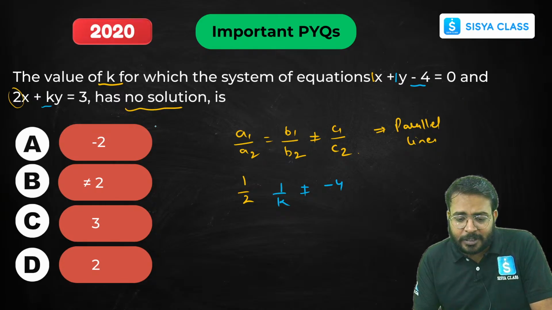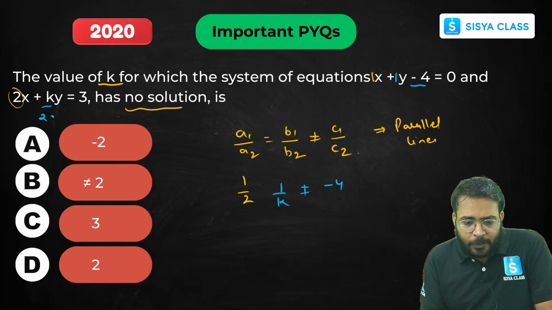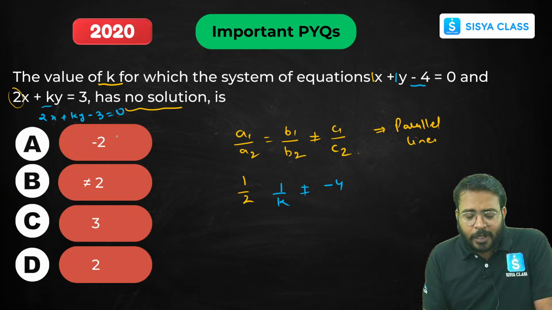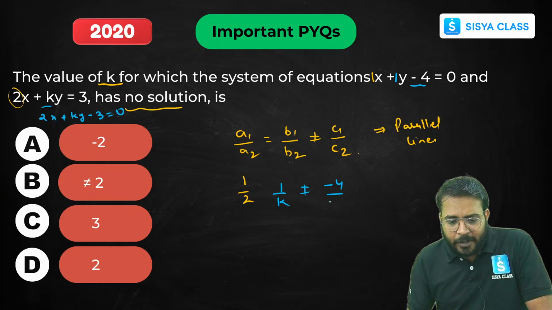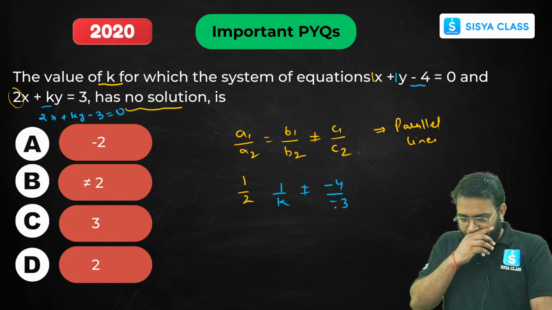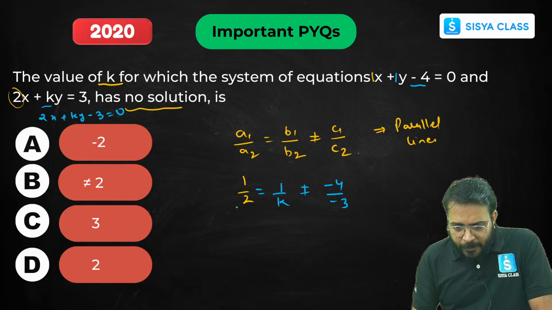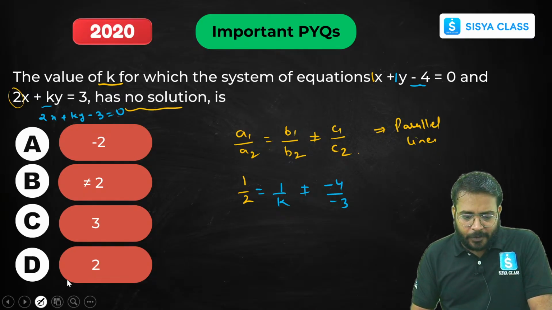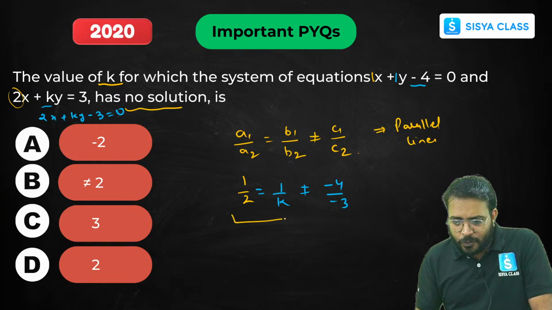Or you can say that, sir, my second equation is what? It is nothing but 2x plus ky minus 3 equals 0. Yes or no? That means the constant term here is minus 3. All right? These two have to be equal, right? Yes or no?